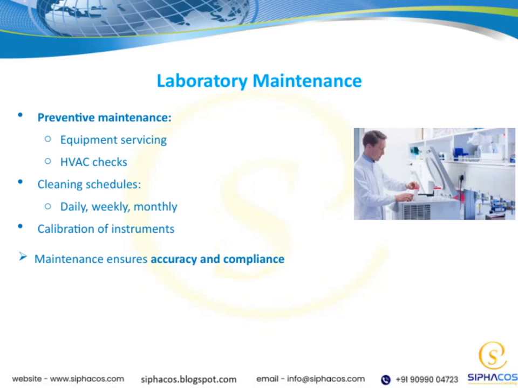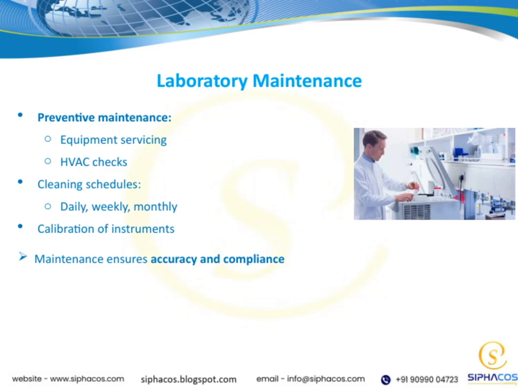Now, let's talk about laboratory maintenance. Preventive maintenance is a key part of keeping our lab running smoothly. This includes regular equipment servicing to ensure everything functions properly and safely. We also need to perform HVAC checks to maintain a comfortable and controlled environment. Cleaning schedules are essential, and they should be done daily, weekly, and monthly to keep the lab sterile and organized.